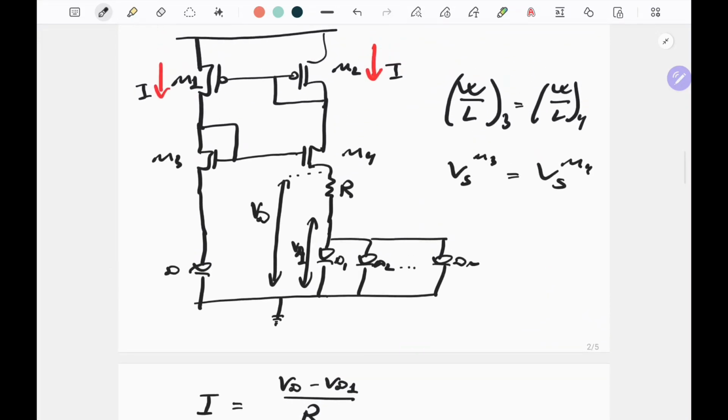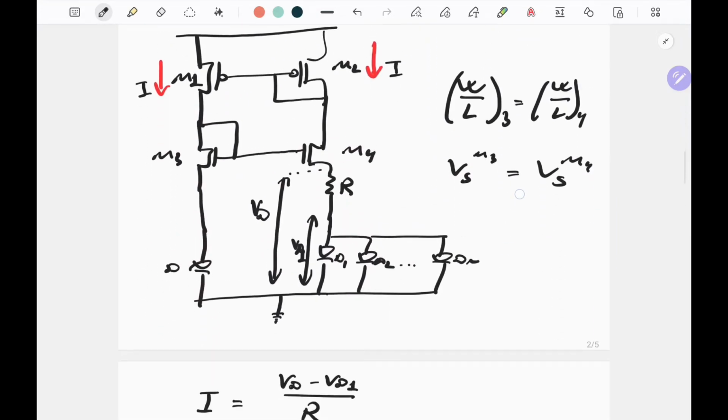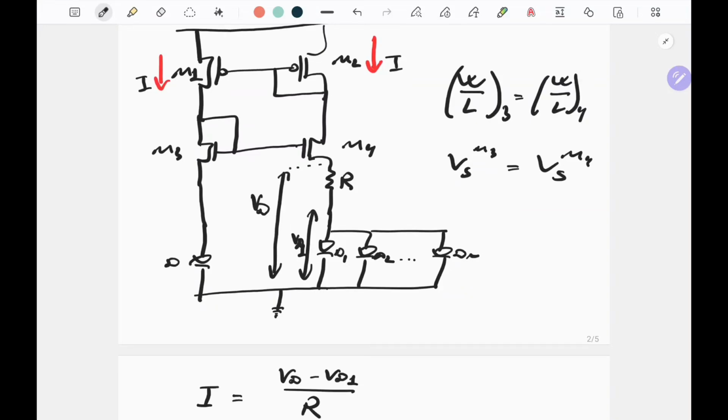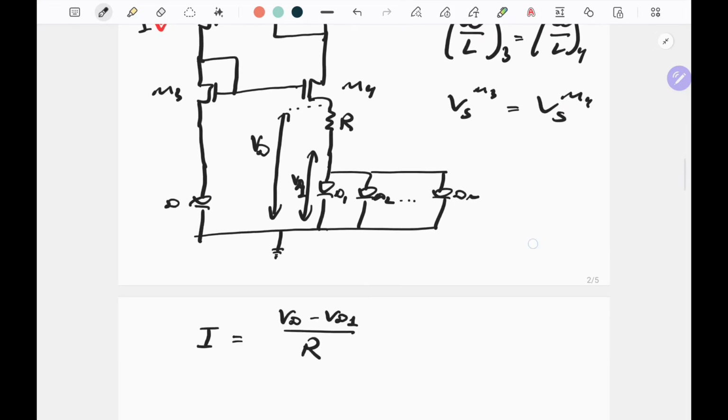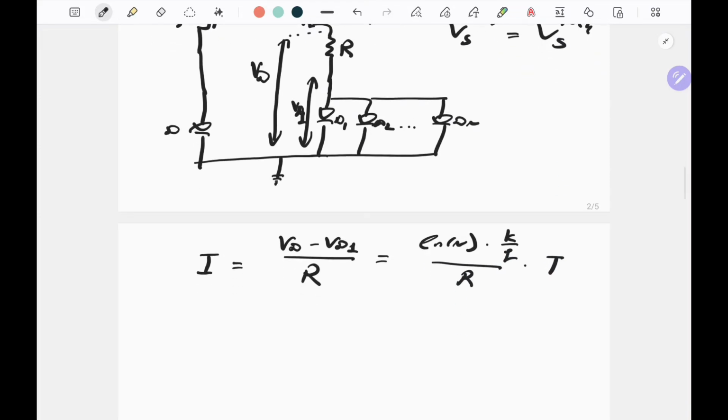And since VD minus VD1 is determined by this formula, again, because the currents on the left and on the right are equal, so the total current that flows into these diodes from 1 to n is equal to the current on the left, then that formula holds, and so we can write that VD minus VD1 is log of n times k over q times T. And so from here it simply follows that the current I is PTAT as well.